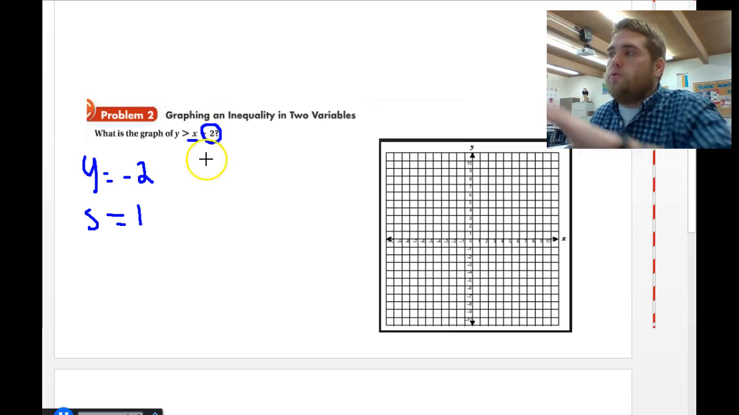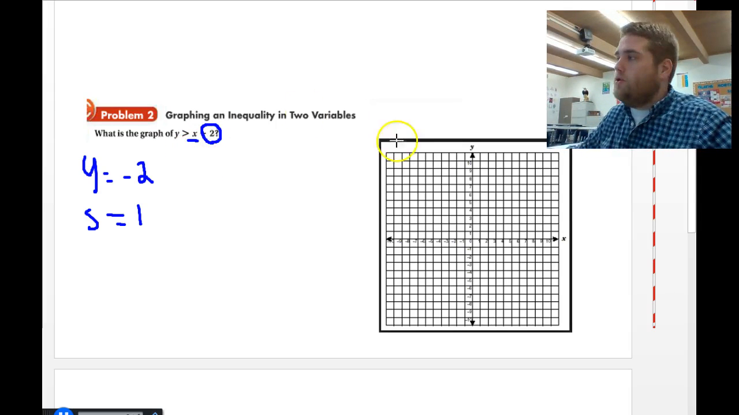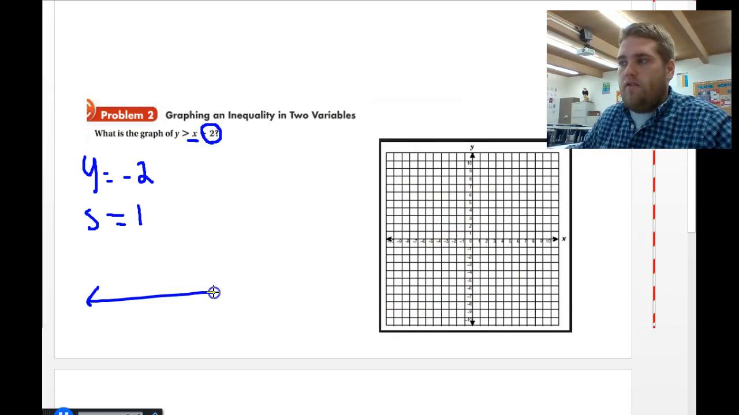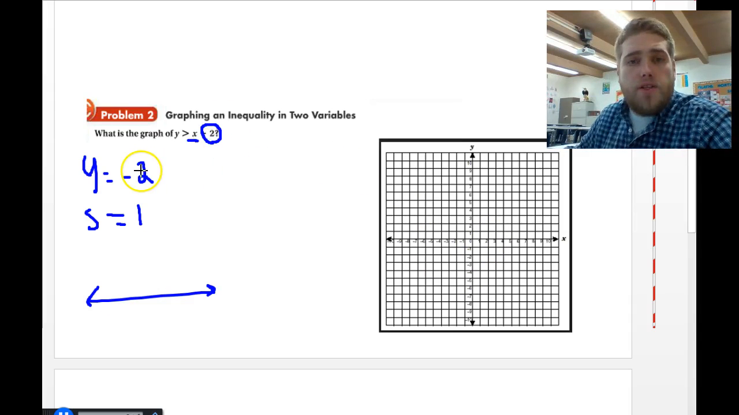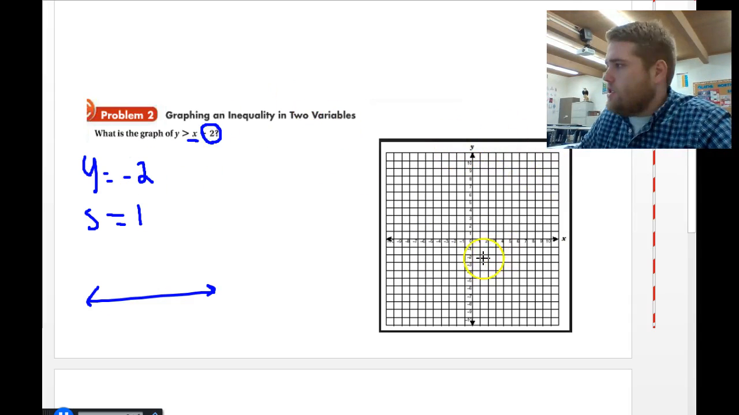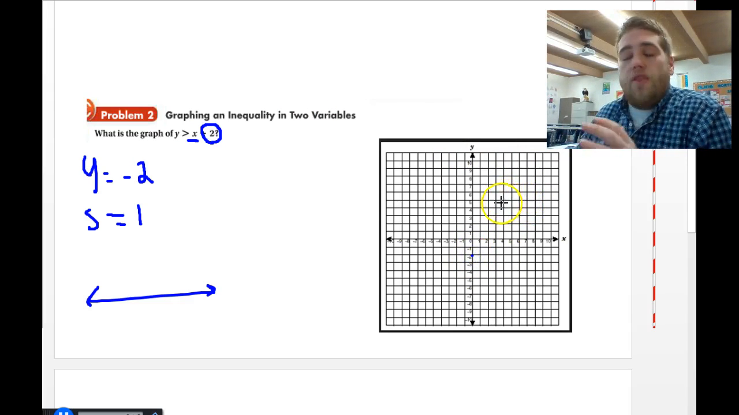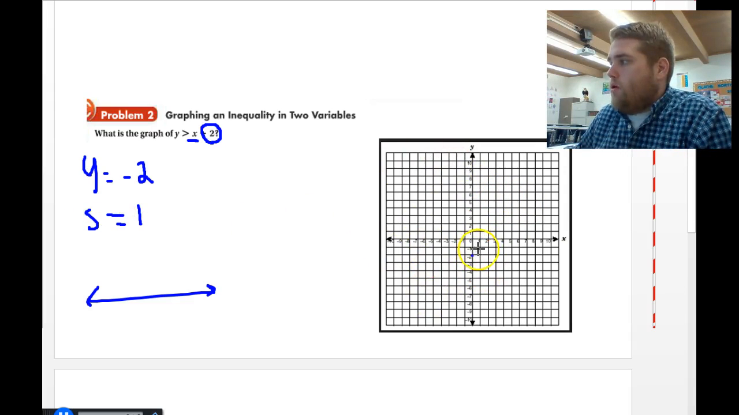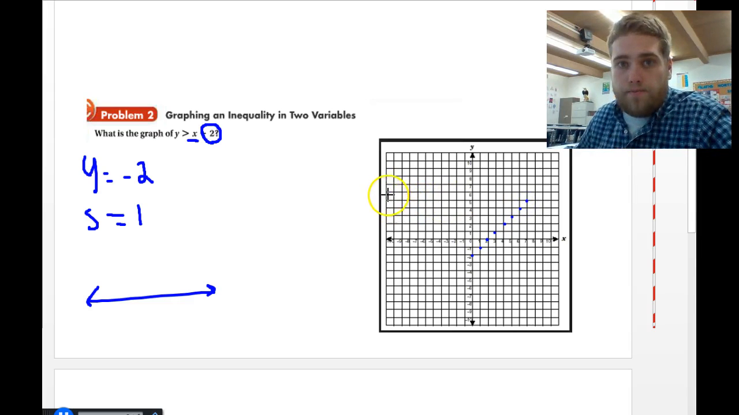The only difference between this and what we know how to do is we have this graph instead of this graph. You guys remember this? We used to go to negative 2, draw our circle and all that. So my y-intercept is negative 2, so I go to my y-axis and I go down negative 2, and I make my dot. That's where we start this graph. My slope is 1, so I go up 1 over 1, up 1 over 1, and so forth.